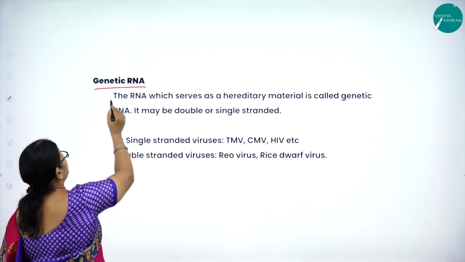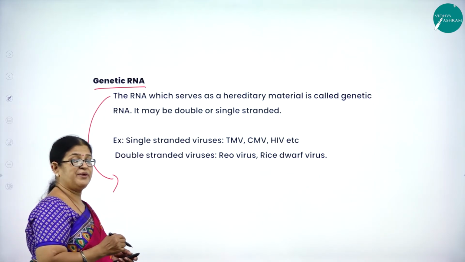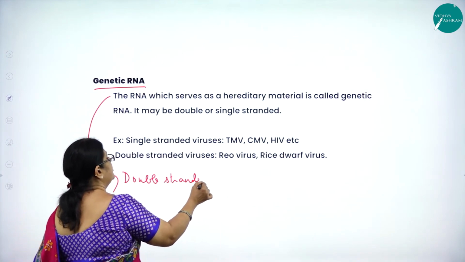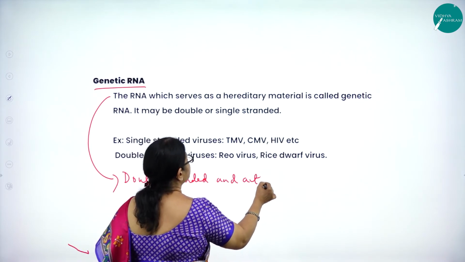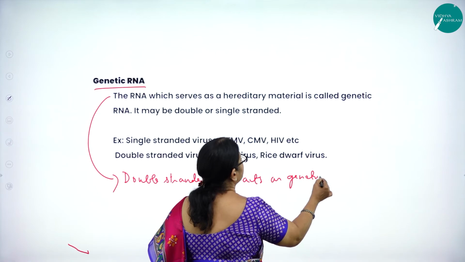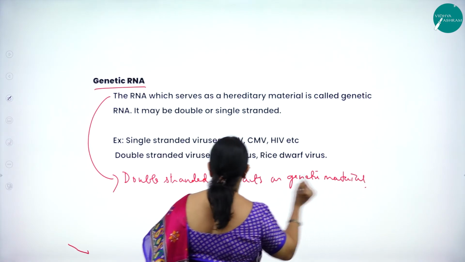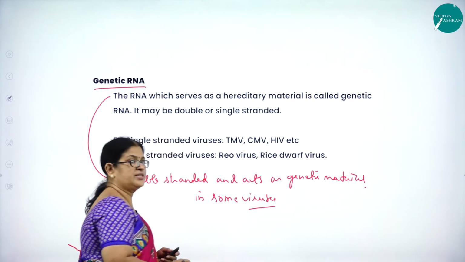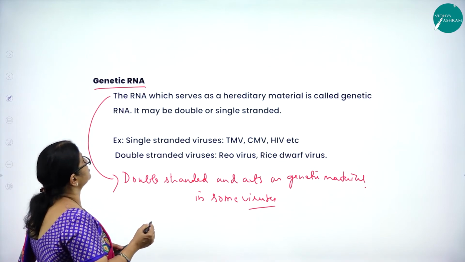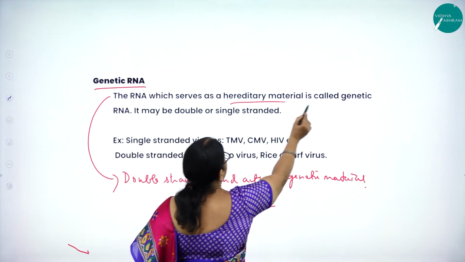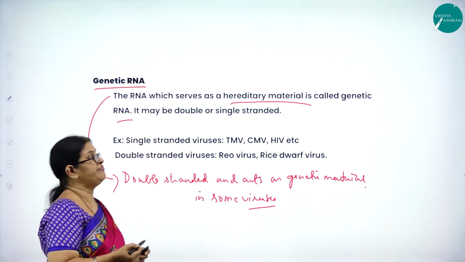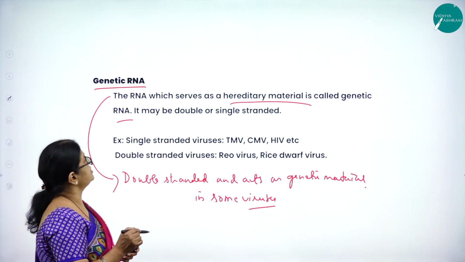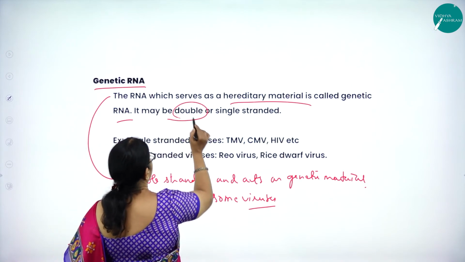As I said, when will RNA act as a genetic material? When it is double-stranded, and acts as genetic material in some viruses. So in some viruses, it is going to act as a genetic material. So the RNA which serves as a hereditary material is called genetic RNA. So how do we define genetic RNA? The RNA which serves as a hereditary material is called genetic RNA. Usually it is double-stranded.